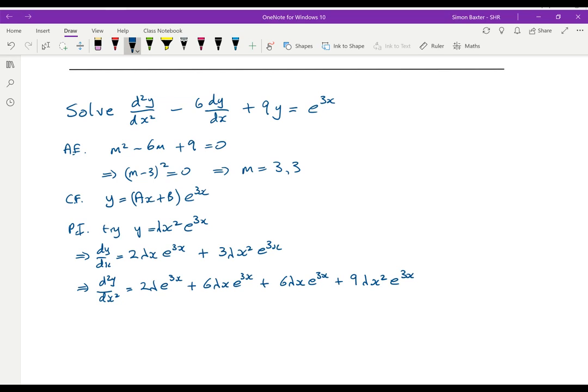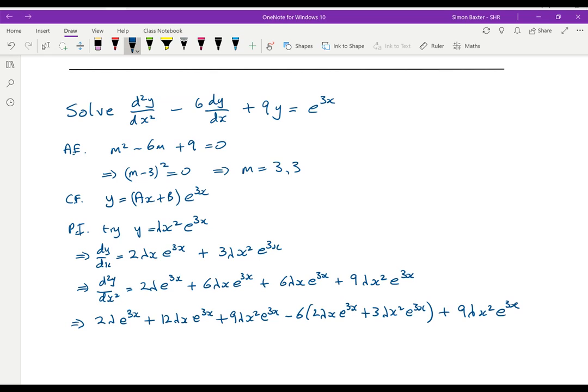We have to substitute this in the original differential equation. d²y/dx² is 2λe^(3x) plus, and I'm going to combine the two next terms, 12λxe^(3x) plus 9λx²e^(3x). So that is d²y/dx² minus 6 times dy/dx, 6 times 2λxe^(3x) plus 3λ²x²e^(3x), plus 9y, plus 9λx²e^(3x). And that equals the right-hand side, which is e^(3x).